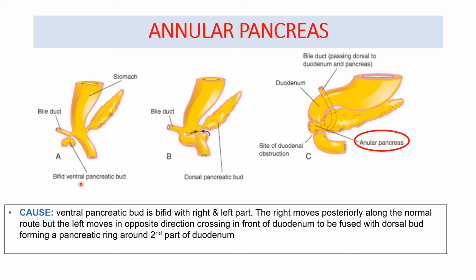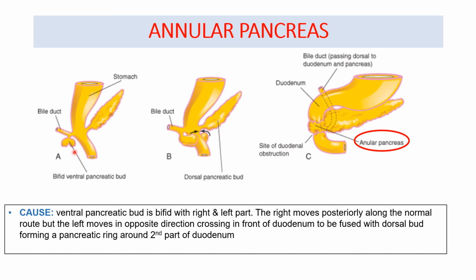How is it developing? Actually, the ventral pancreatic bud is bifid. So the cause is the bifid ventral pancreatic bud. Normally, the ventral pancreatic bud should have acquired a position on the right side of the duodenum, and from there it should have moved dorsally to acquire its position just below and behind the dorsal pancreatic bud.